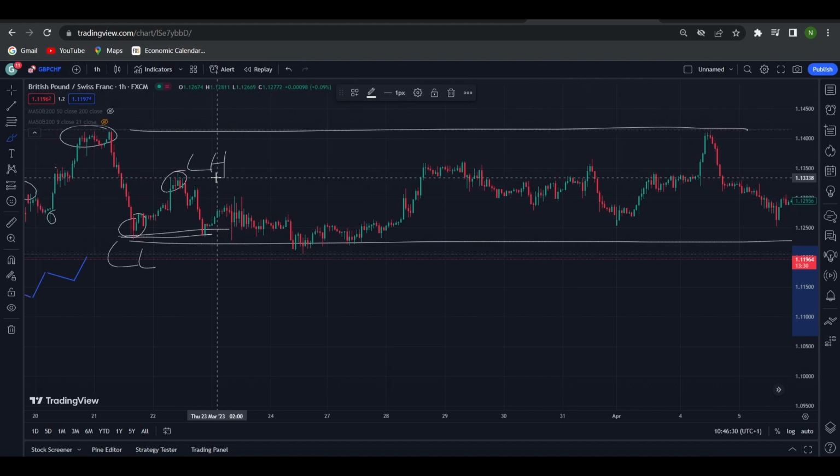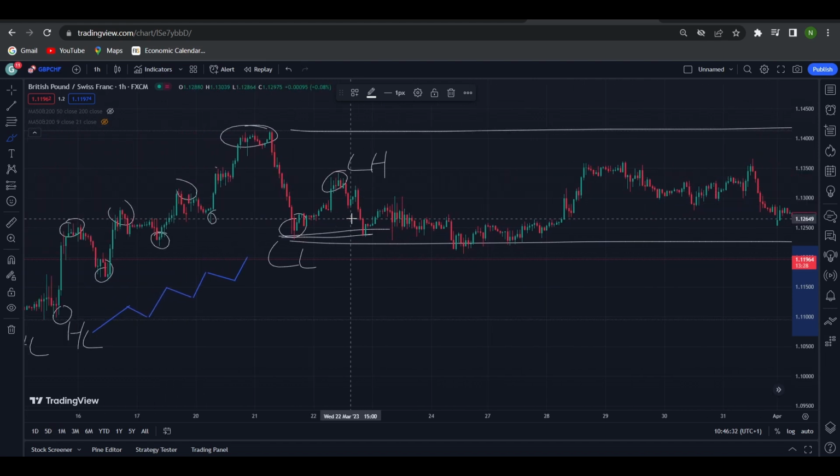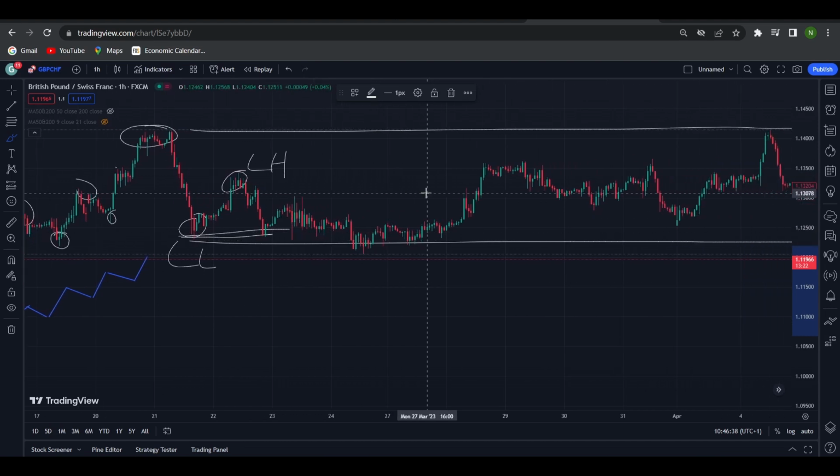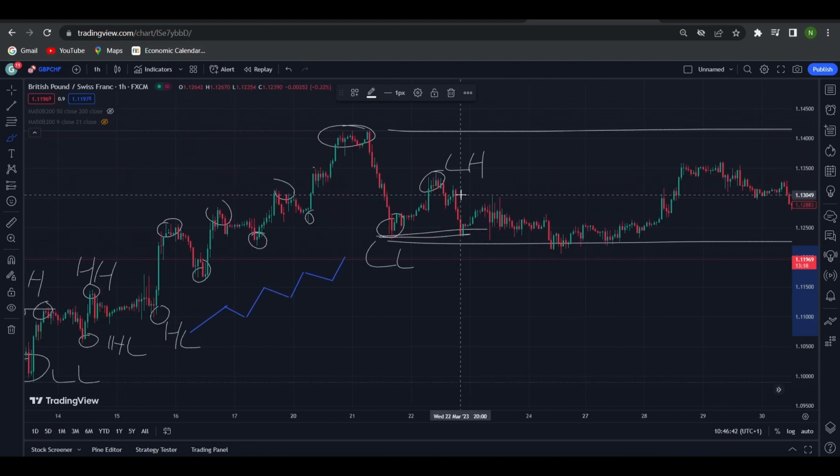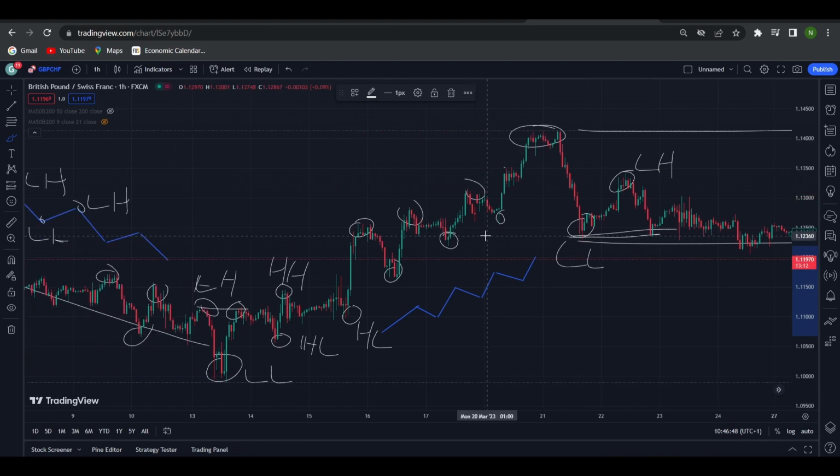But it spent a good few hours and good few days being in this consolidation period, and got stuck here. So if you were to, let's say, go short on this area right here, you would have gotten stuck in this long consolidation period. So that is why I've always waited for a lower high and a lower low in order to identify this as a downtrend, and vice versa.